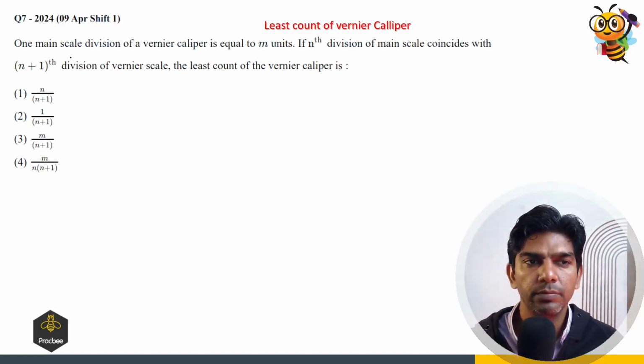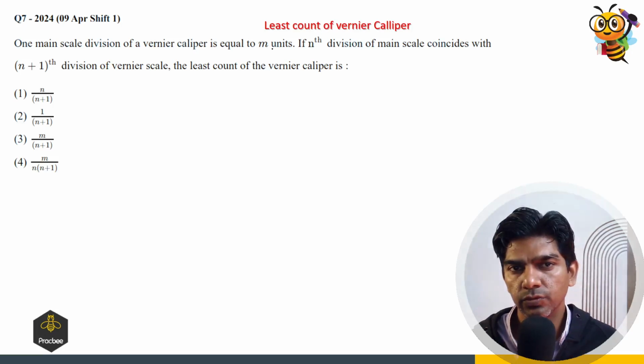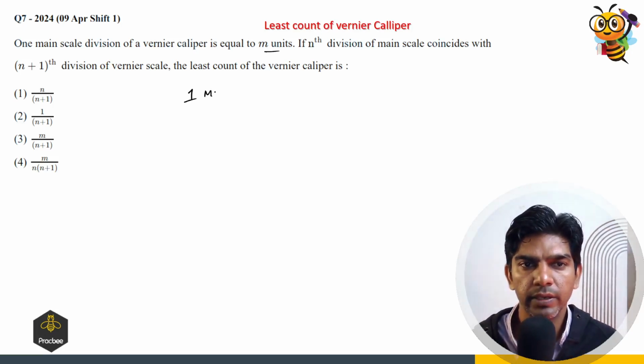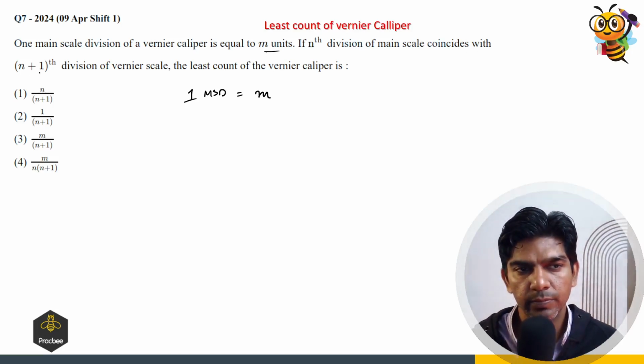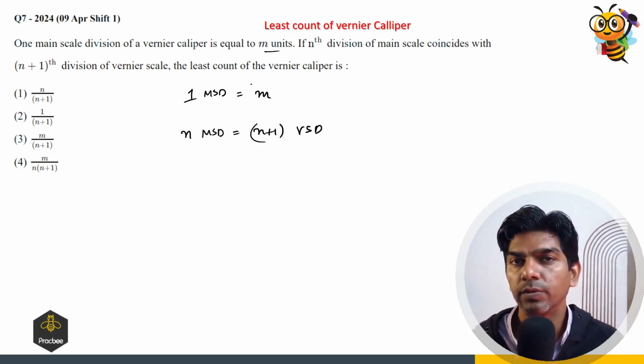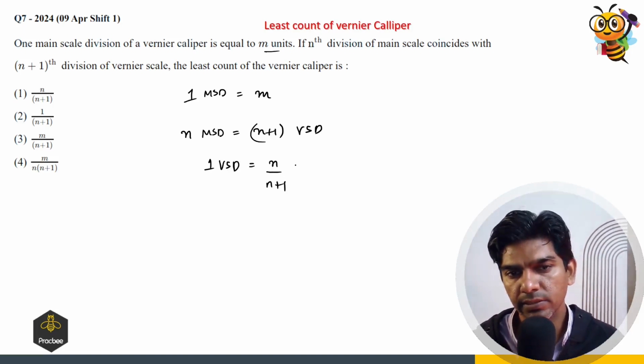Based on the same problem type, one main scale division of a Vernier caliper is equal to m unit. So one main scale division is equal to m units. If n divisions of main scale coincide with n plus 1th division of Vernier scale, so it means n times main scale division is equal to n plus 1 times Vernier scale division. We have to find the least count. So one Vernier scale division will be n divided by n plus 1 main scale division, which is m.